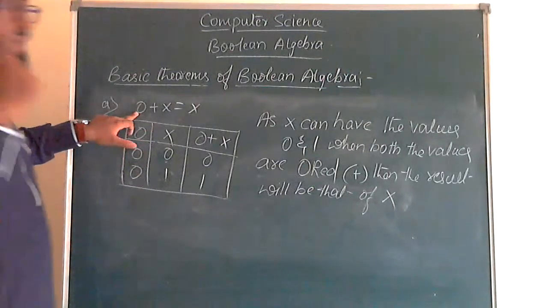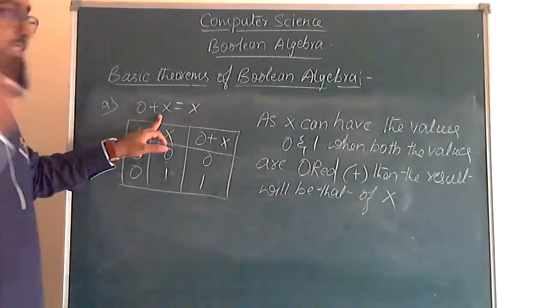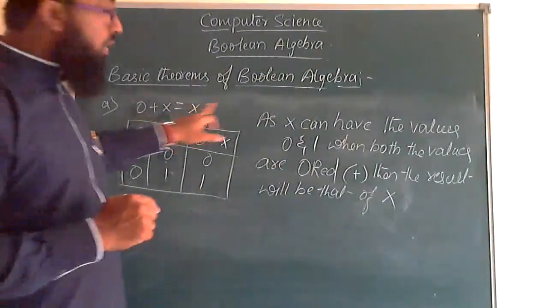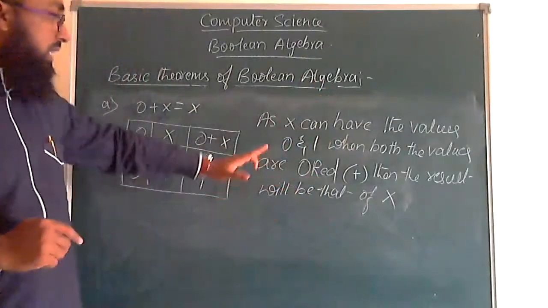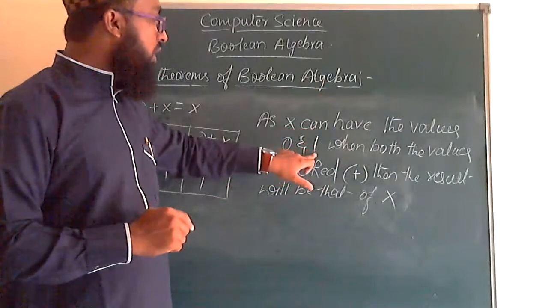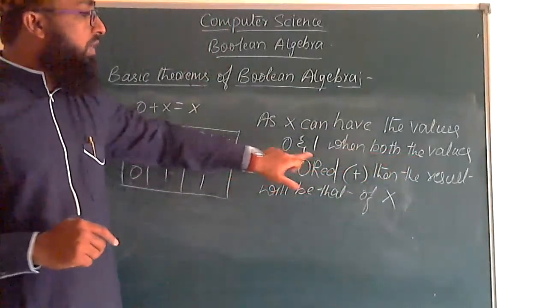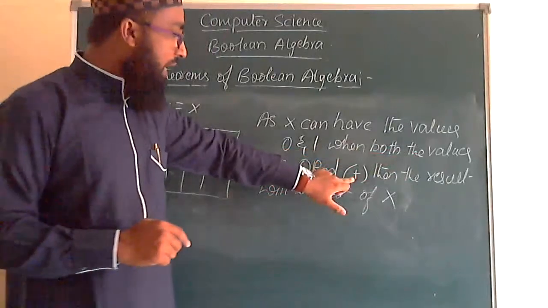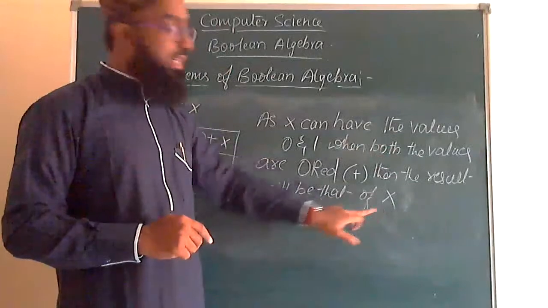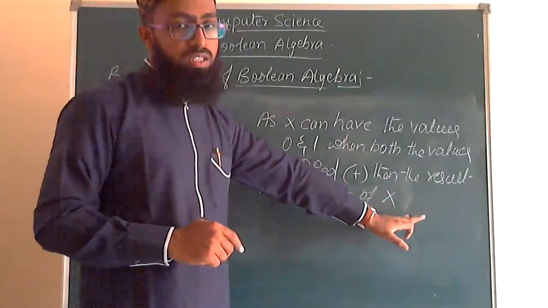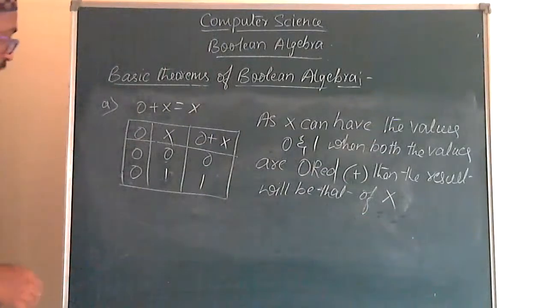If x is equal to 0, we have proved it is equal to x. Then for the second value, if x is equal to 1, we have proved it for x. So if x can have 0 and 1, when both the values are ORed, they are added, then the result is always x. Hope you have understood this. Then come to the second one.